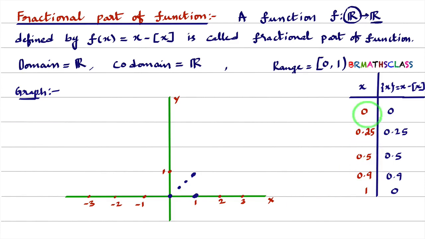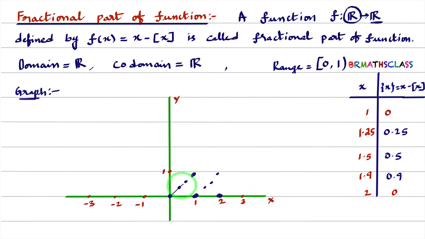Now, I'll take a few more different values and we'll see what happens. This is the point (1, 0), which I already marked. Then (1.25, 0.25) will be here. Then (1.5, 0.5) will be here. Then (1.9, 0.9) is around here. When x is 2, the point (2, 0) comes here. Please try to catch these things. Now I'll join these points and we'll see what happens.